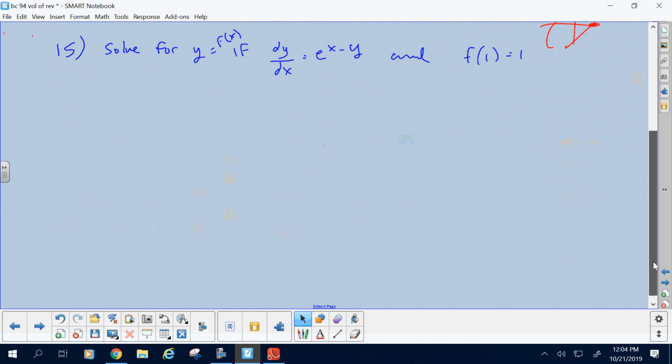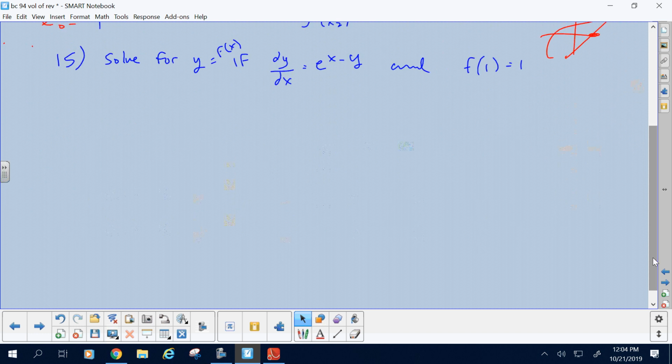15 is a good question to help you practice for the test on Wednesday. It is differential equations. Yes, does that work for you? No. Thursday. No. Wednesday. Wednesday it is.